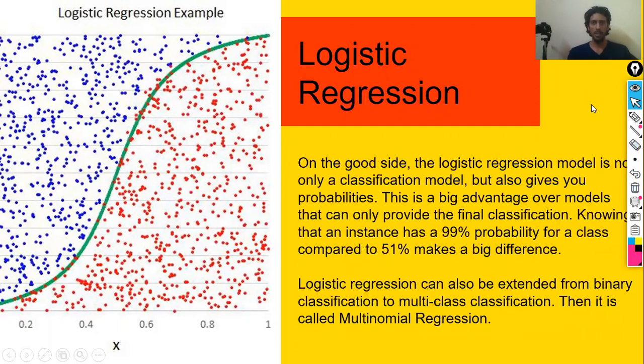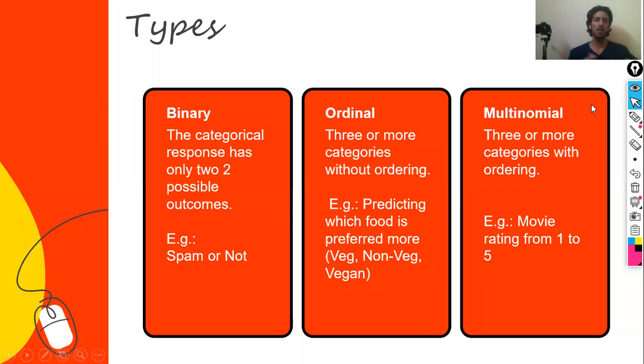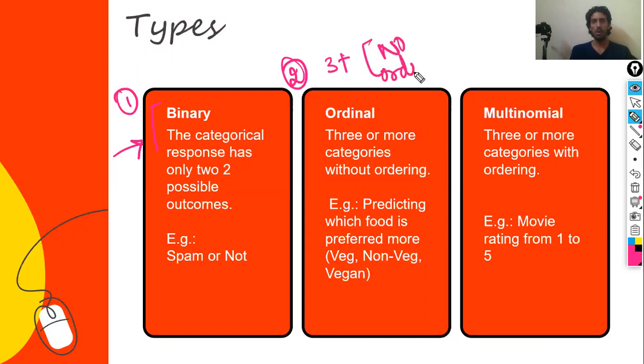Now, going forward, when we are talking about the different types of logistic regression, there are predominantly three types. The first one is binary, which has responses of only two possible outcomes. This is the one which we use the most. The second one, as you are able to see, is ordinal, and ordinal is for three or more categories. And here, when you talk about ordinal, there is no ordering. You will not be able to order them.